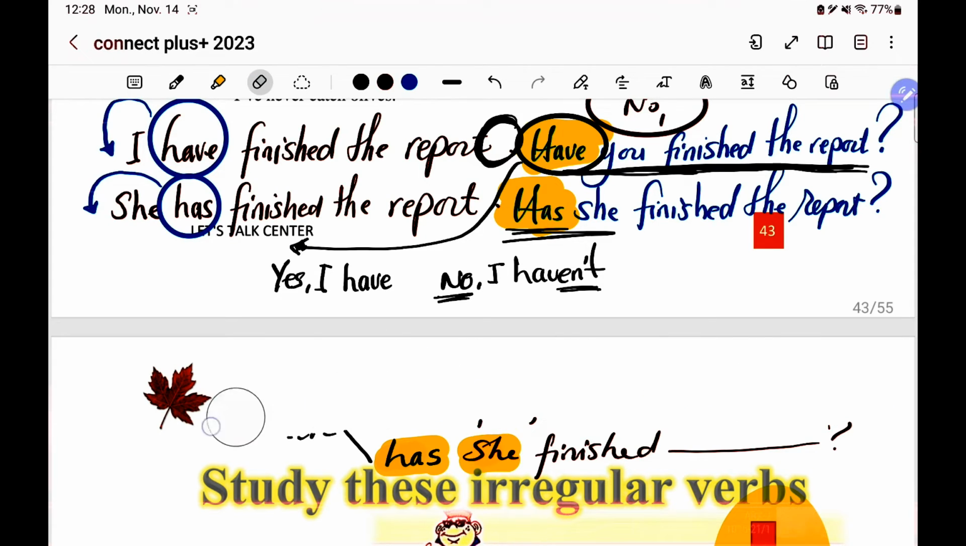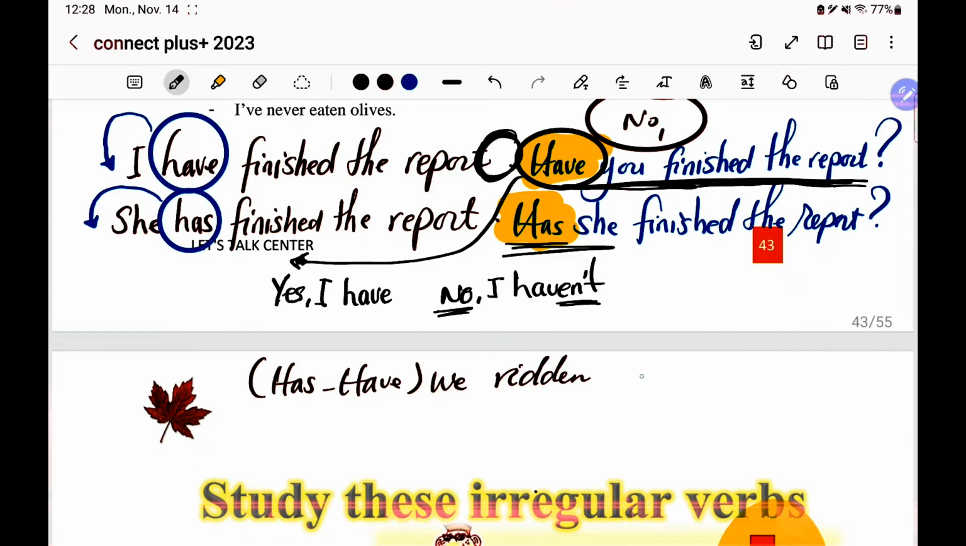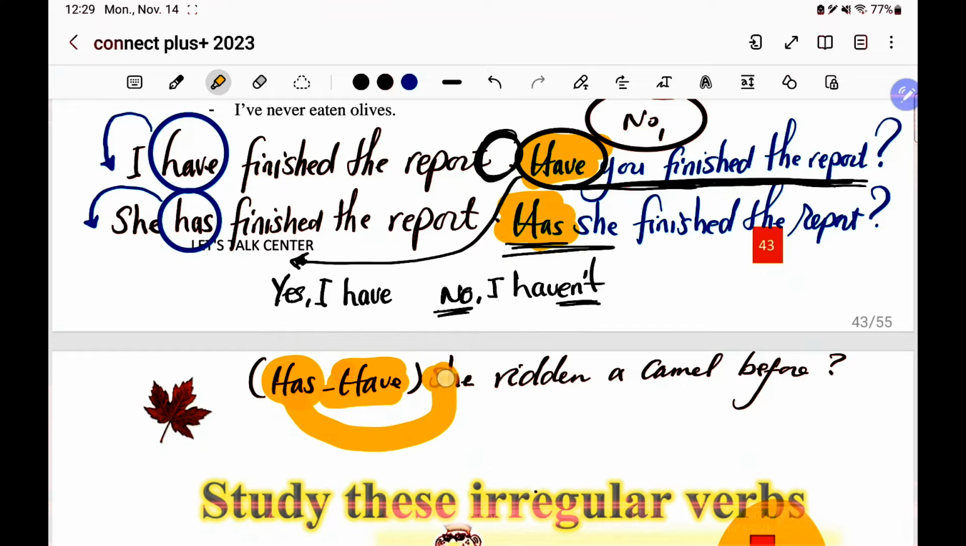Perfect. Let me give you a quick quiz here. Has or have we ridden a camel before? So which one am I gonna choose? Have or has? Yeah, exactly. You're gonna look at the subject first. It's we, so I'm gonna be working with have. So: have we. Alright, so I'm gonna change the subject here and I'm gonna put she. Excellent. So in this case, I'm gonna choose has because of she.